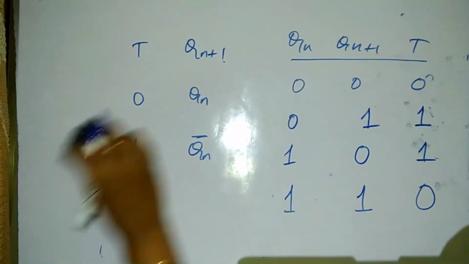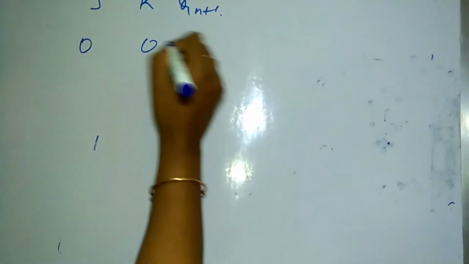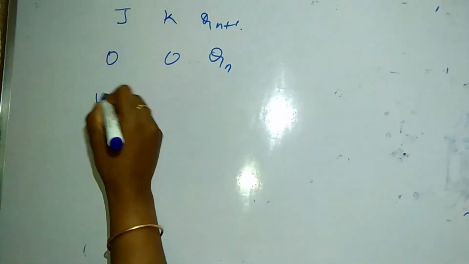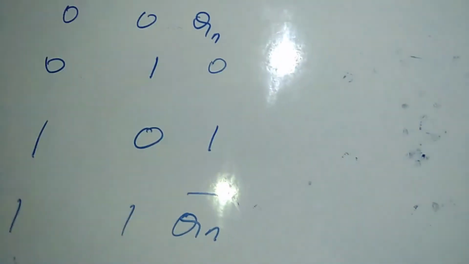And next is the truth table and the excitation table of the JK flip-flop. So J, K and Qn plus 1. You have 0, 0 and here it is Qn. For 0, 1, you have a 0. For 1, 0, you have a 1. And for 1, 1, you have Qn bar, if I'm not wrong.